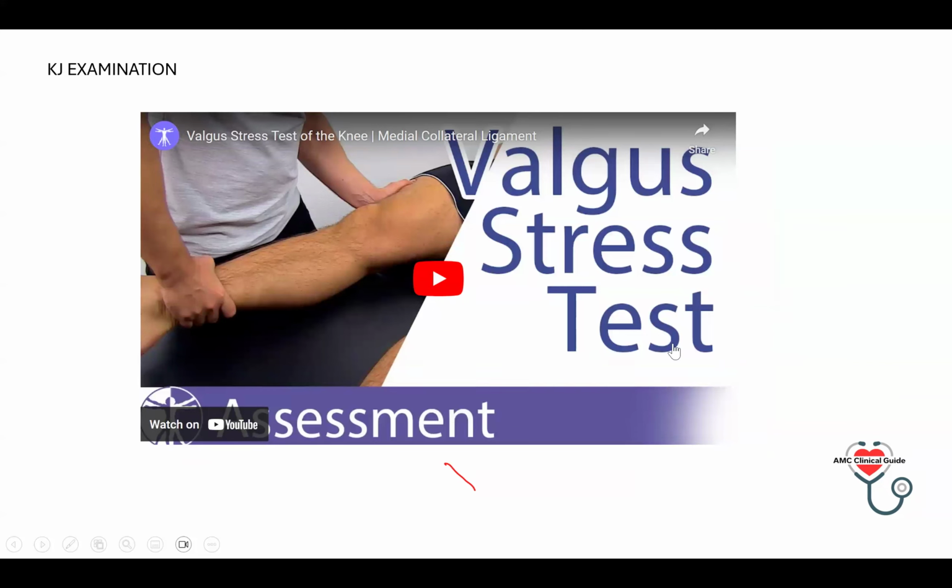So the next one is the valgus stress test, the opposite of what we have done before. Here you are applying an abduction force, so that the lower part of the leg moves away from the center, and then you are checking the medial collateral ligament. If there is pain or laxity, it is suggestive of medial collateral ligament injury.